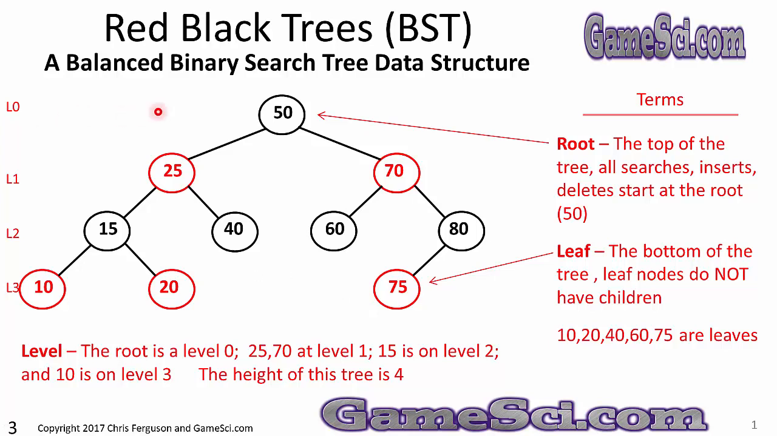Level. The root is at level 0 of the tree. 25 and 70 are at level 1 of the tree. 15, 40, 60, and so on are on level 2 of the tree. And finally 10, 20, and 75 are on level 3 of this tree. Related to level is the height of the tree. The height of this tree is 4. If the height of the tree is 4, the levels are numbered 0, 1, 2, and 3.